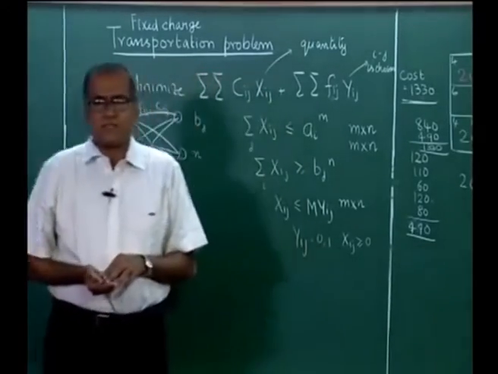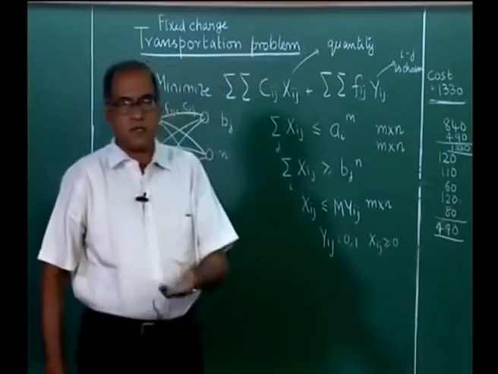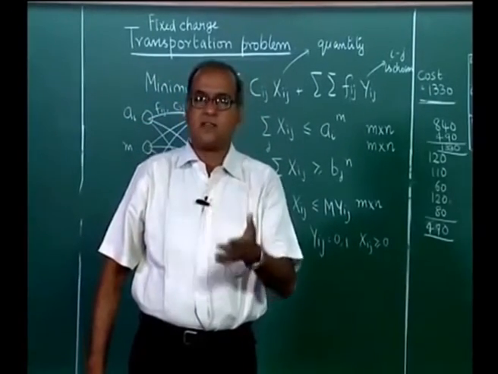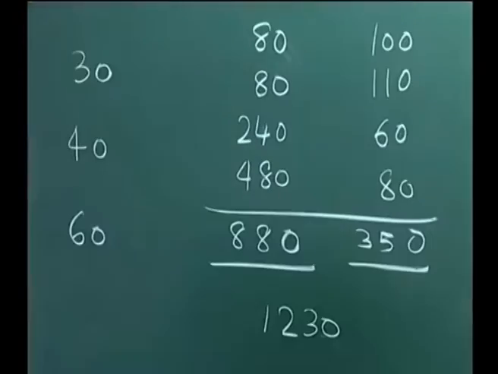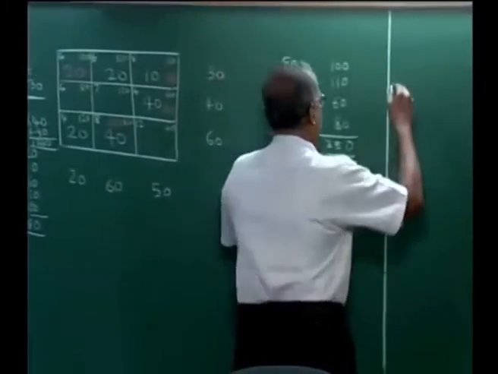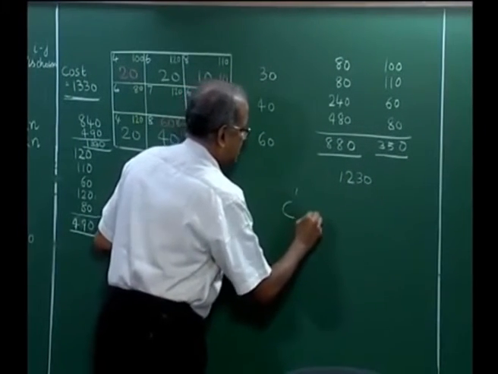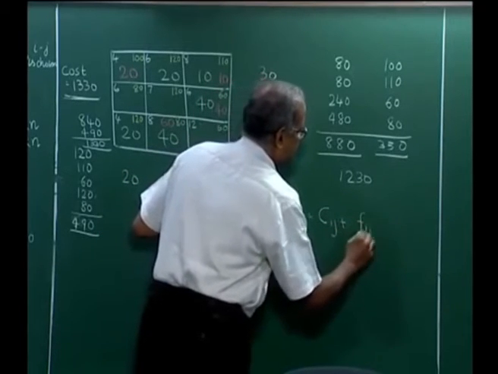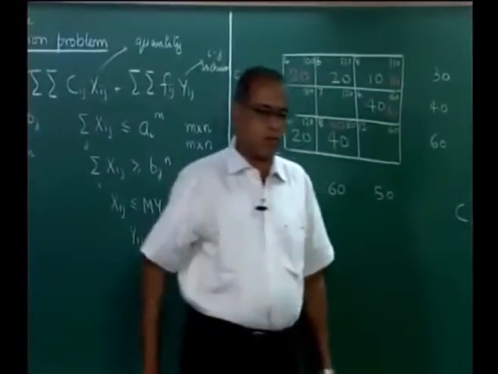So, the next question that comes is, can we have another method like our minimum cost method or the stepping stone method to try and actually solve the fixed charge transportation problem without the formulation? A very simple thumb rule would be to define C dash ij equal to Cij plus Fij by Mij. So, let me explain this thumb rule.